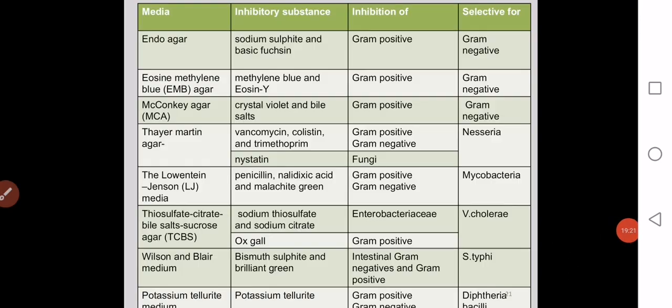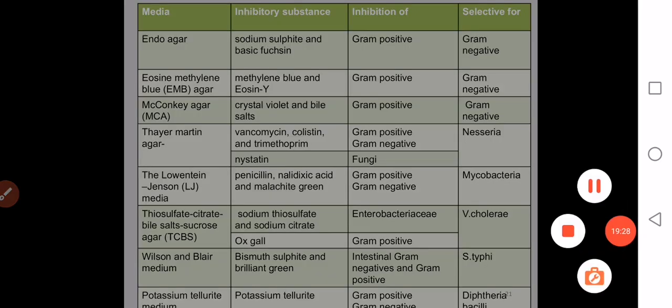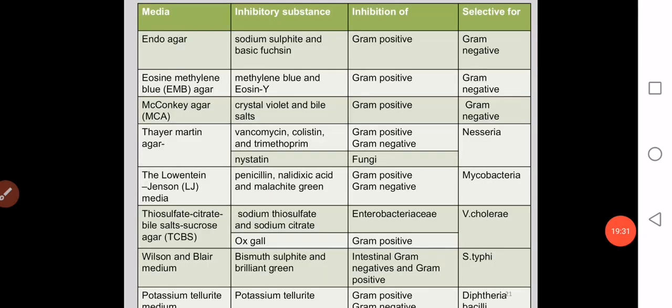So these are the different media coming under the selective media category. You can see this endo agar and all the other agar media, EMB, MacConkey, LJ, etc. There are other media also like TCBS, thiosulfate citrate bile salt sucrose agar, used for the selective isolation of Vibrio cholerae, which inhibits gram positives and also gram negatives like Enterobacteriaceae due to the presence of certain things like sodium thiosulfate, sodium citrate and oxgall.